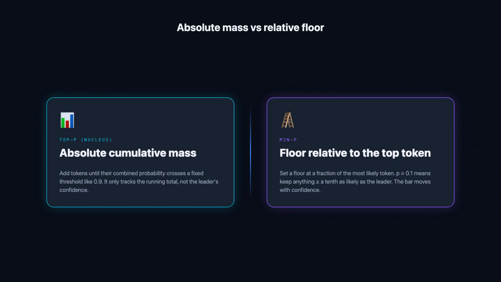The min-P rule works relative to the top token instead. You look at the most likely token's probability and set a floor at some fraction of it. A value of 0.1 means keep anything at least a tenth as likely as the leader and discard the rest. The key difference is that the bar itself moves with the model's confidence, rather than staying anchored to one global number.